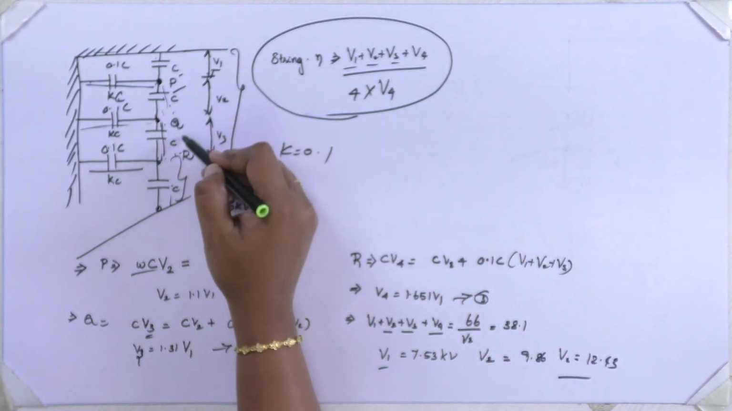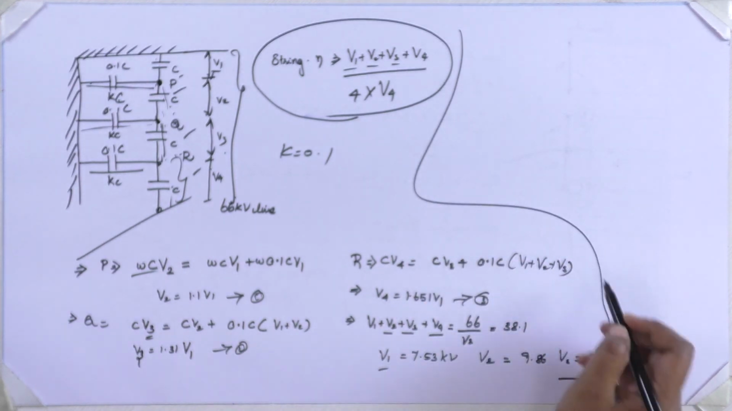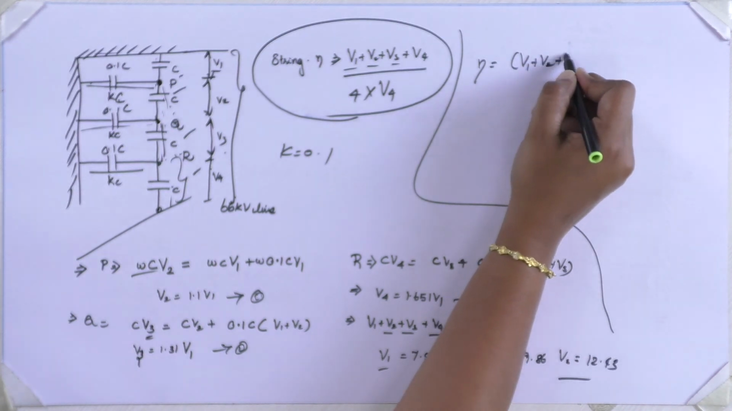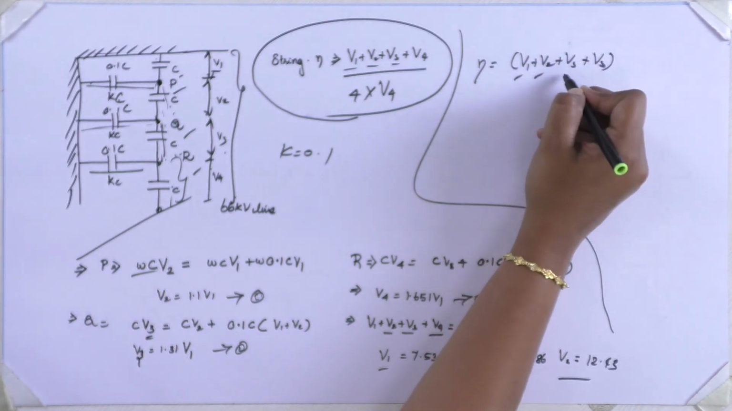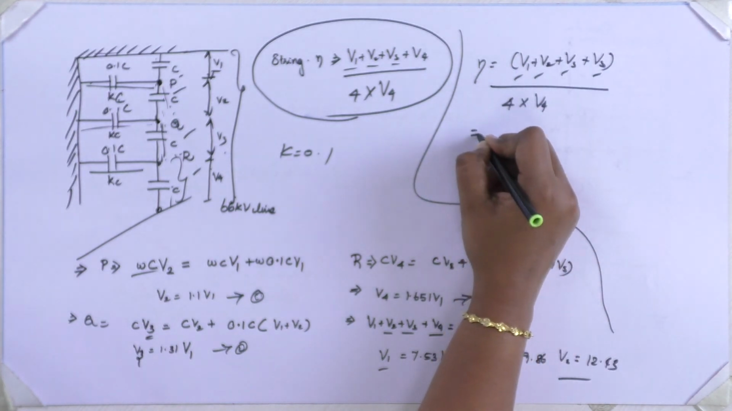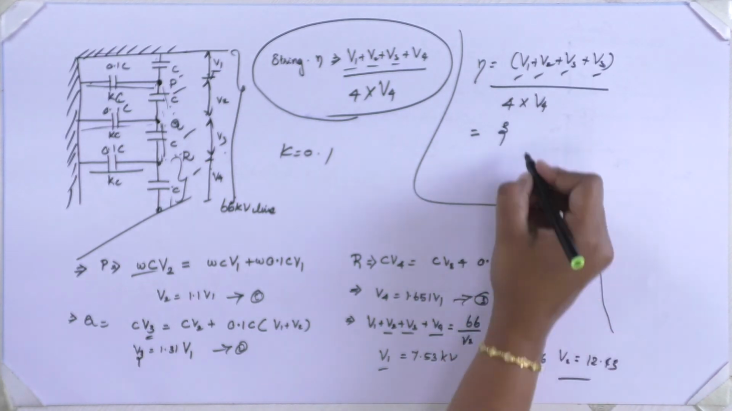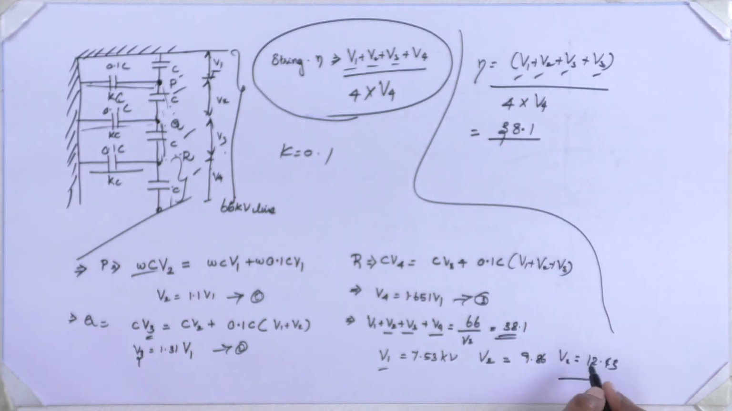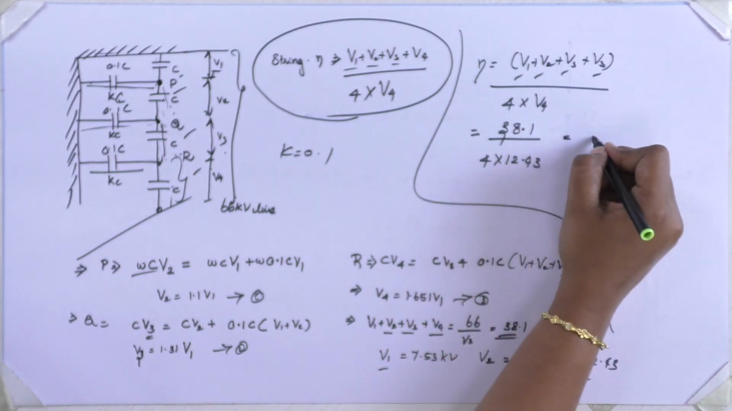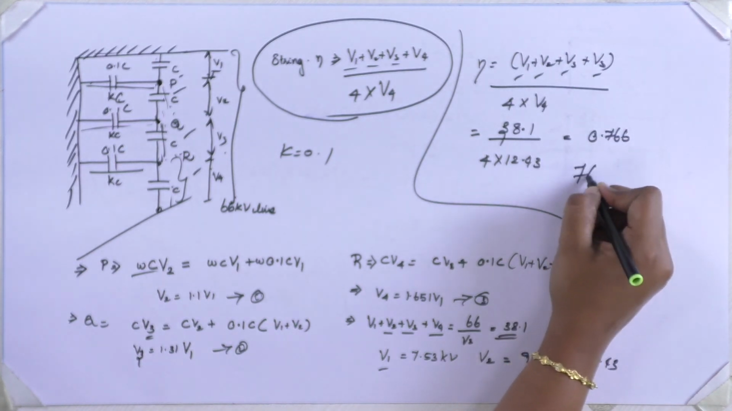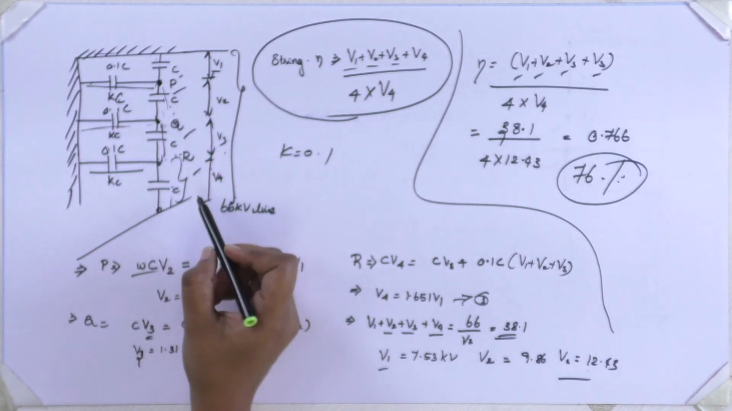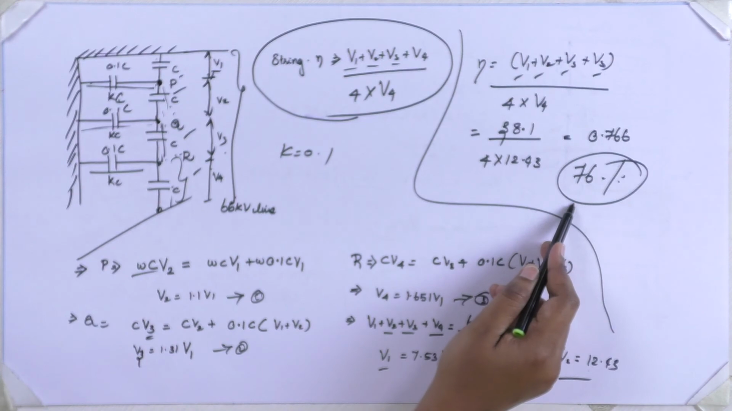So from P, Q and R, I have obtained all four values V1, V2, V3 and V4. For the string efficiency, I need all these voltages. So V1 plus V2 plus V3 plus V4 divided by 4 into V4. Here, V1 plus V2 plus V3 plus V4 is 38.1, and V4 is 12.43. So 38.1 divided by 4 into 12.43 is equal to 0.766, or 76%. For a 66 kV line with 4 insulators connected to the cross arm, the string efficiency is 76%.